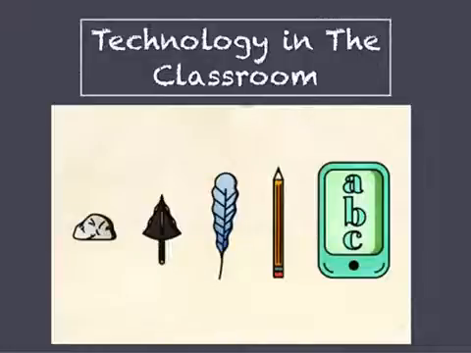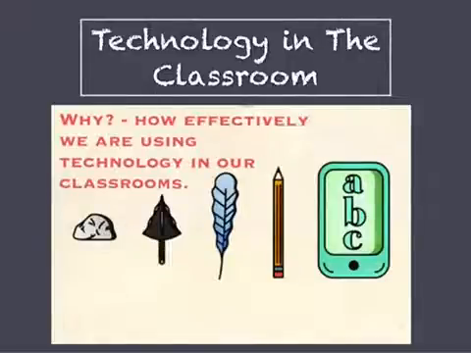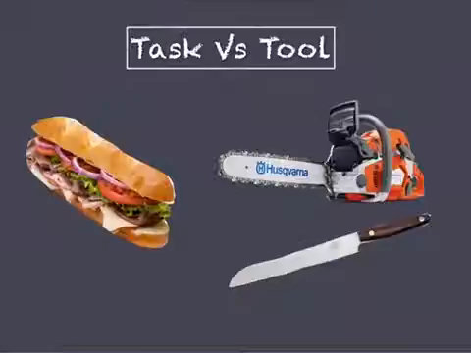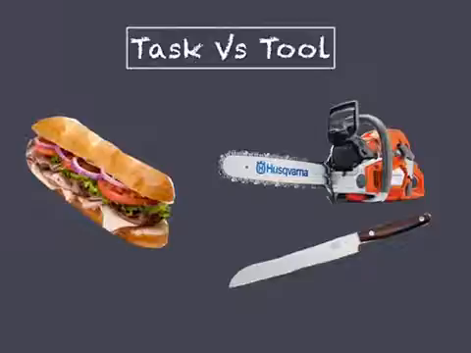This is where the SAMR model comes in perfectly. This is where it answers the why, because it tells us how effectively we are using technology in our classrooms. We have to remember that technology is just a tool in our classrooms. And like any tool, we have to evaluate it against the job we want it to do.